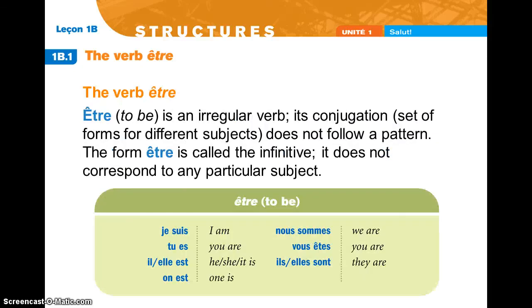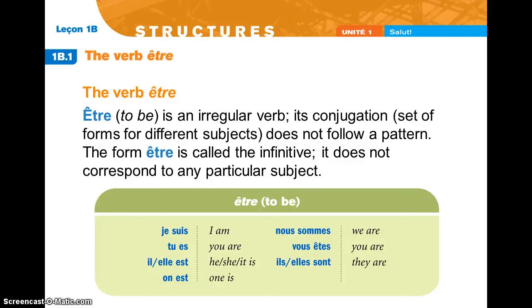So for using all of these subject pronouns, we're going to put them with one special verb. Write this heading, the verb être, where you are in your notes. Être, notice this little accent here, it's called a circumflex, means to be. It is an irregular verb. Its conjugation, which is the set of different forms for different subjects, does not follow a pattern.